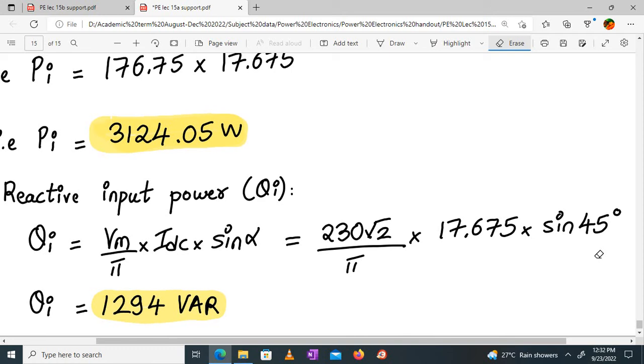Is it coming out to be 1294 VAR, right? Correct.